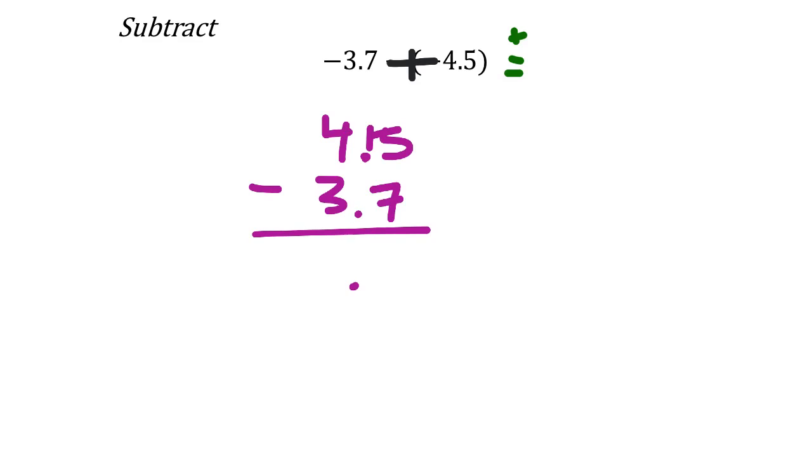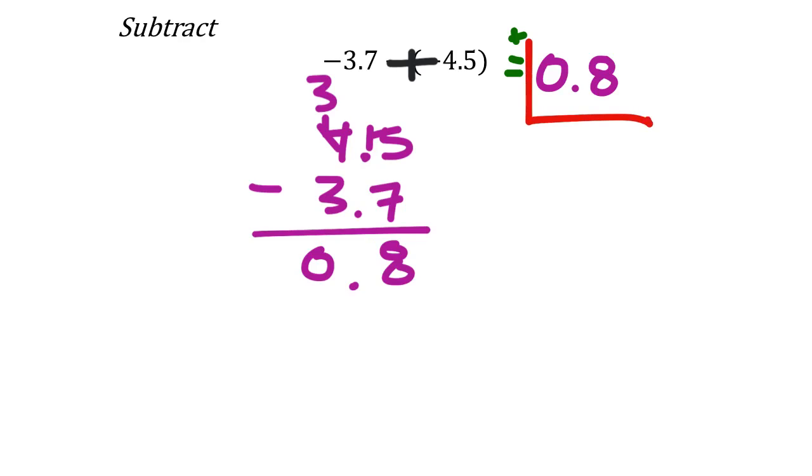So I need to borrow the 5 and make that a 15. 15 minus 7 is 8. 3 minus 3 now is 0. So the final answer we get is 0.8, or just 8/10. But on the calculator, let's just double check, and it confirms that we've done that correct.